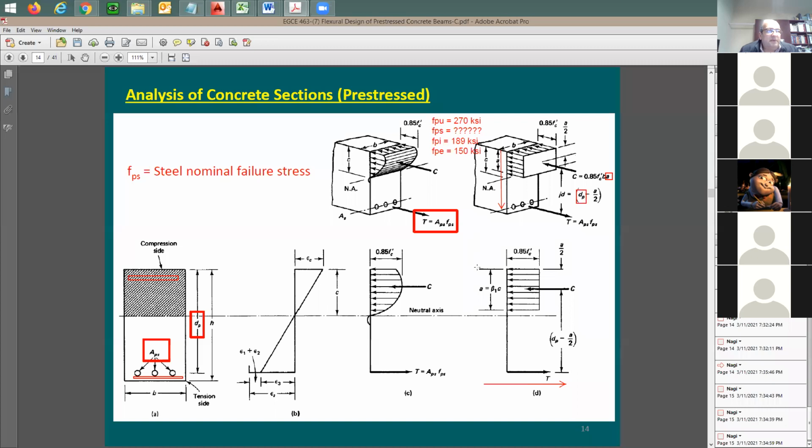The distance from here to there is going to be called D, correct? It's going to be called D. Now let me take the moment about this point. So we're going to be taking the moment about this point.